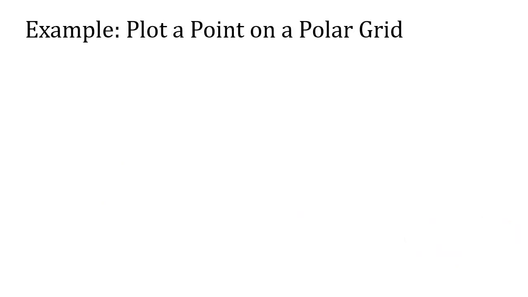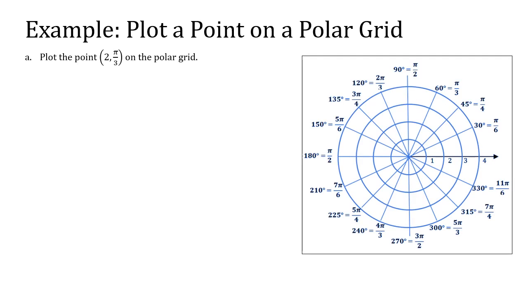Let's look at an example where we're being asked to plot a point on a polar grid. A polar grid has been provided with some of the common angles labeled. Multiples of pi over 6, pi over 4, and pi over 3 can be seen on this polar grid. And then we have concentric circles. It looks like we have a radius of 1, 2, 3, and 4. So hopefully that'll be enough space for us.